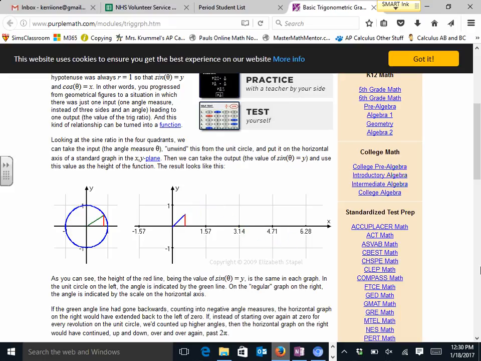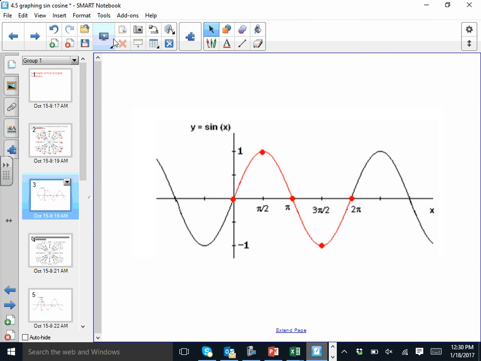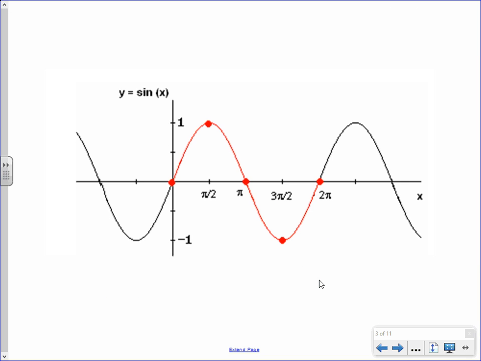Okay? What's going to happen as it keeps going around and around and around? It's going to repeat. So this pattern is going to go on forever. But we're going to focus on just a chunk of the graph. We're not going to graph an infinite graph, right? Okay. So I would like you to go ahead and draw this in your notes. Y equals sine of x, and then I'd like you to make this red graph here.